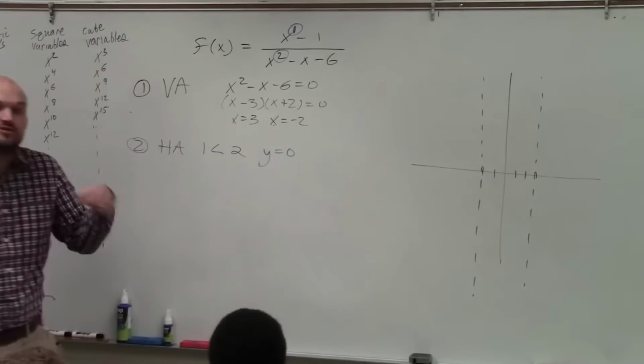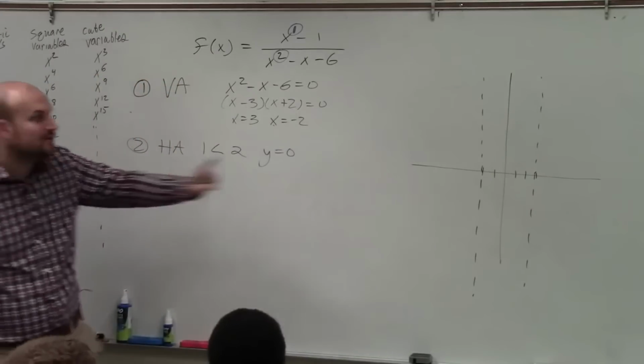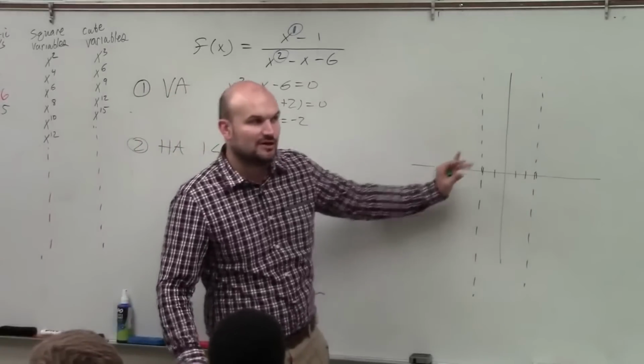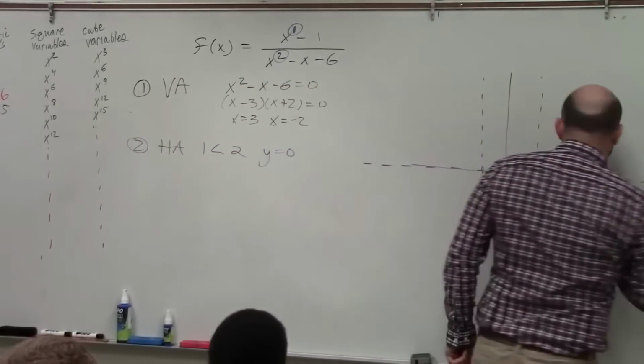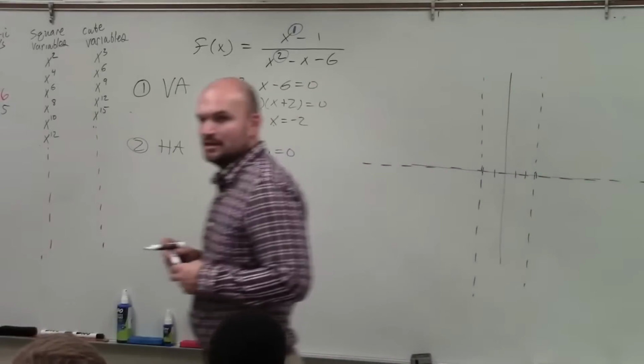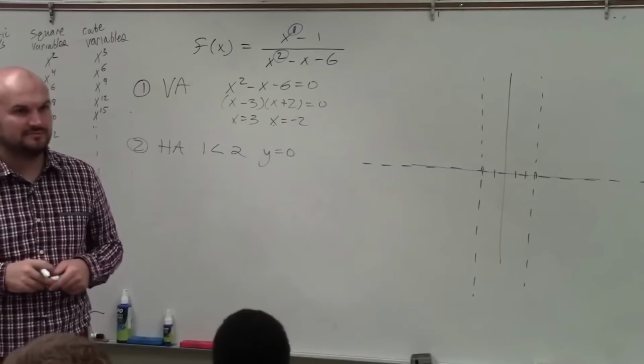Make sure it's y equals 0, because what that needs to tell you is, if x equals produces a vertical line, y equals is going to produce a horizontal line. Does everybody follow me so far on my graph?